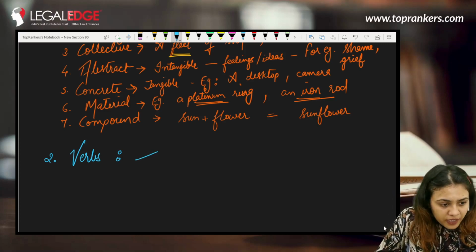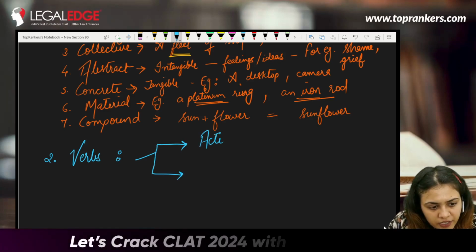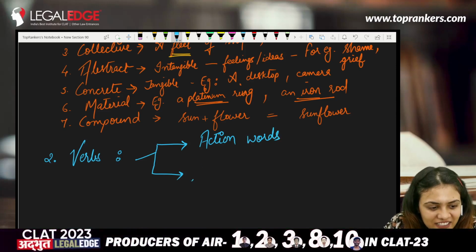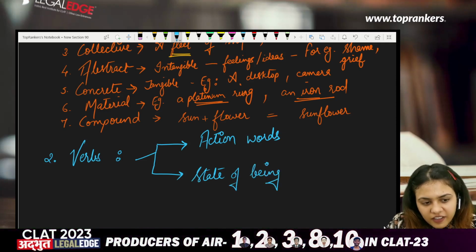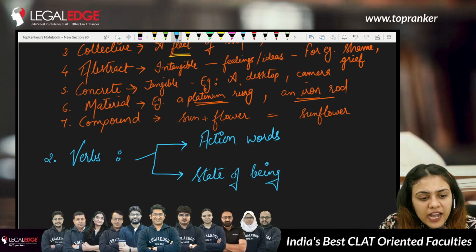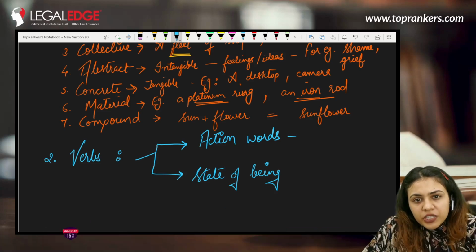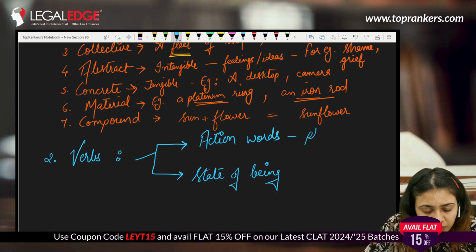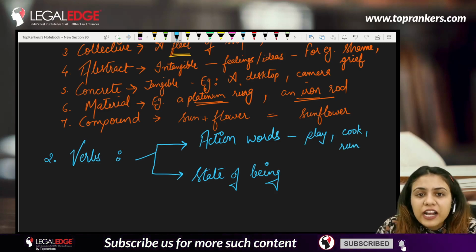So verbs can be divided into two categories. First of all, I think you all must have heard the action words, right? The second category is state of being. When I talk about action words का मतलब होता है the actual action that's happening in a sentence. For example, when I say she plays football, so plays here is the actual action, right? So words such as play, cook, run, these are our actual action words.